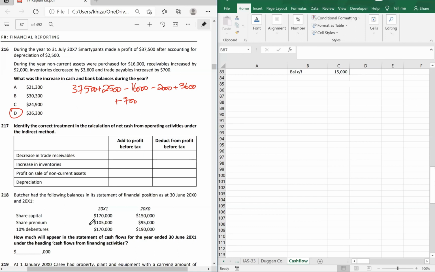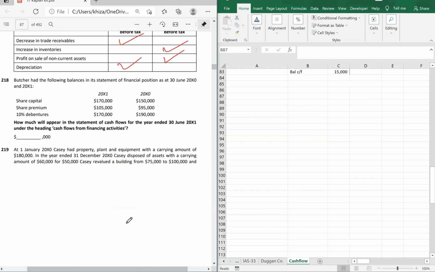Identify the correct treatment in the calculation of net cash from operating activities under the indirect method. Decrease in trade receivables is added to the profit before tax or deducted from profit before tax? Decrease in trade receivables: add to profit before tax. Increase in inventories: deduct. Profit on sale of non-current assets: deduct. Depreciation: add. Okay. All right.